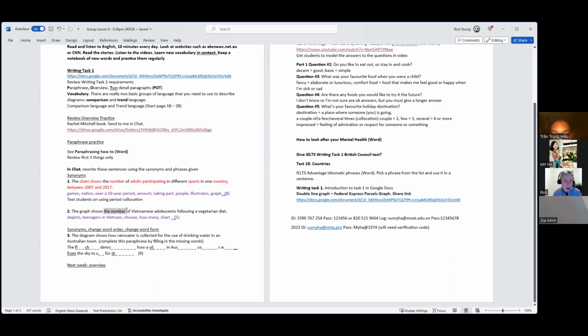Okay, the number of means the same as how many. How many and the number of mean the same. Vietnamese adolescents. We learned that adolescent means young people, which means the same as teenagers. Teenagers in Vietnam. Following. To follow also means to choose. They are synonyms. A vegetarian diet. Okay, so that's how the answer works.